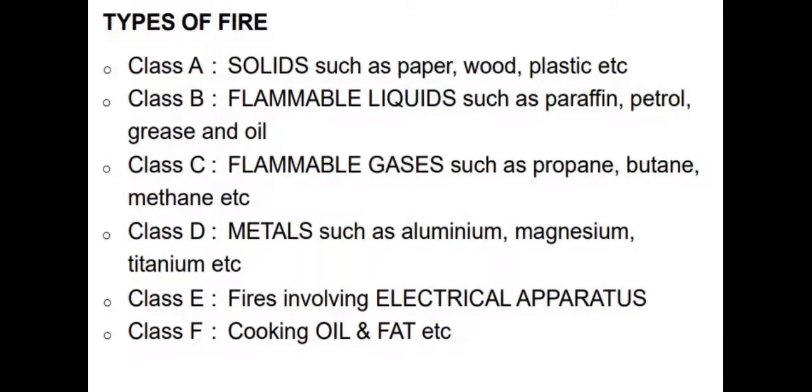Types of fire: Class A is solids, such as paper, wood, and plastic. Next, Class B is flammable liquids such as paraffin, petrol, grease, and oil. Meanwhile, Class C is flammable gases such as propane, butane, and methane. Then Class D is metals such as aluminium, magnesium, and titanium. Class E is fires involving electrical apparatus. Lastly, Class F is for cooking oil and fat.